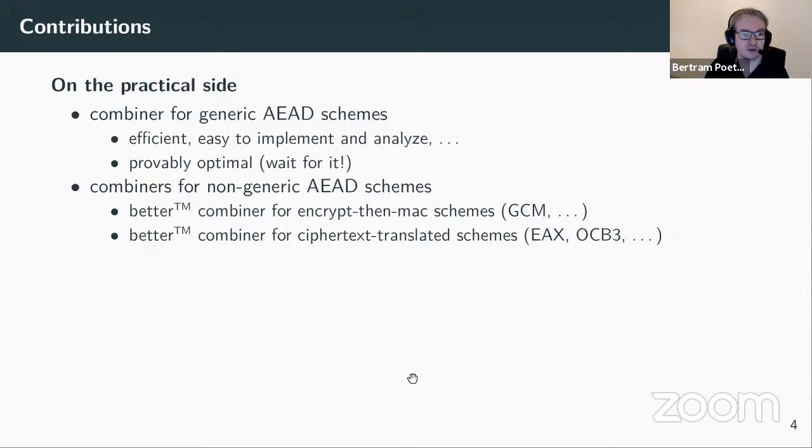We have solutions on the practical side and on the theoretical side. On the practical side, we give combiners, and a generic combiner that just takes two AEAD schemes, generalizes to more, and is provably optimal. Now, wait for the definition of optimal. We also have combiners for non-generic AEAD schemes where I know something about how they are built, for example through ciphertext translation, like these two, or the encrypt-then-MAC approach like this one. For this, we can do even better than optimal.